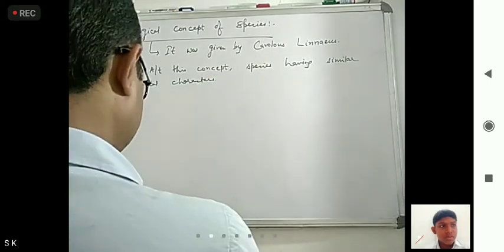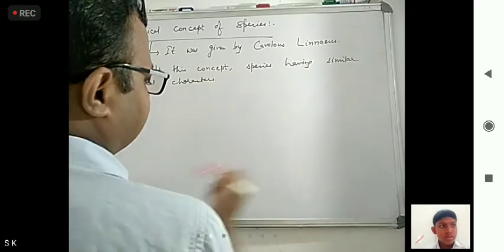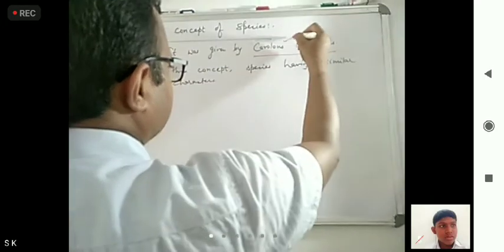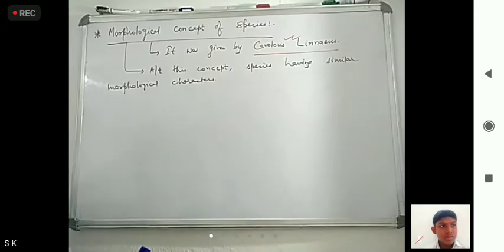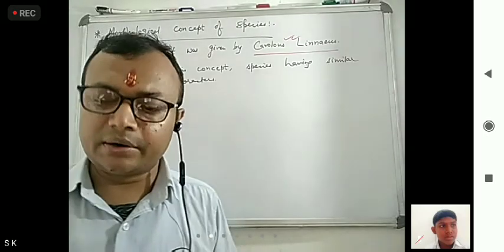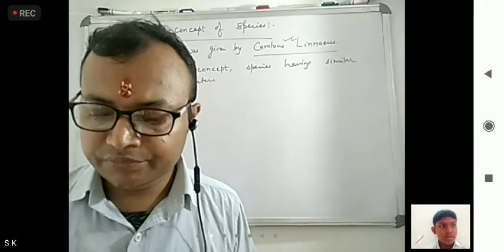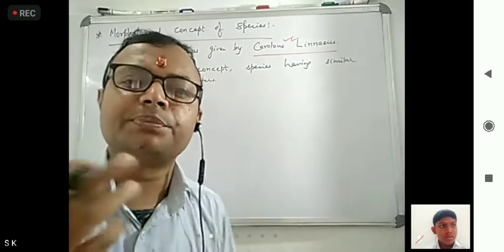You have to remember only: the biological concept of species was given by Ernst Mayr, and the morphological concept of a species was given by Carolus Linnaeus. Next is the dynamic concept of species.